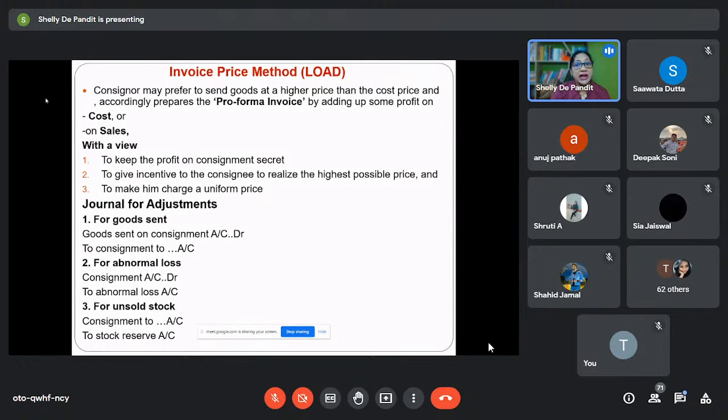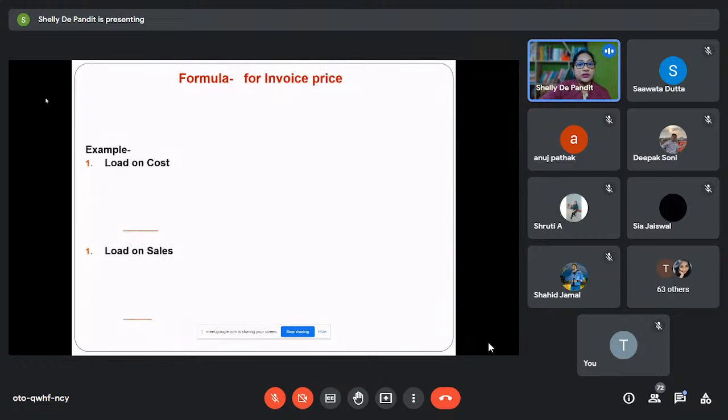And the third one is unsold stock, because the consignee has no idea what has actually been added on the cost price. So the unsold stock is also valued at the pro forma invoice price. In that case, you have to unload the charges. So in these three circumstances, we need to adjust the load. Number one, remember, goods sent. Number two, abnormal loss. And number three, unsold stock.